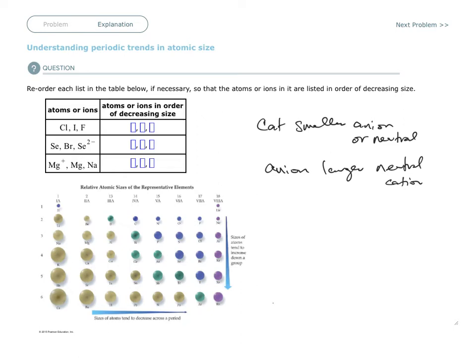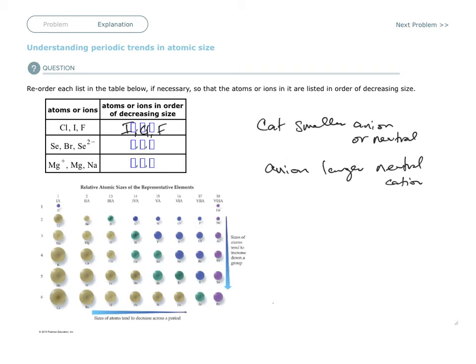All right. So we've got chlorine here, and then iodine is here, and fluorine is here. So which one is the biggest? Well, the iodine will be biggest. Chlorine will be next biggest. Fluorine would be the smallest. So this first one is going to be iodine, chlorine, and then fluorine.